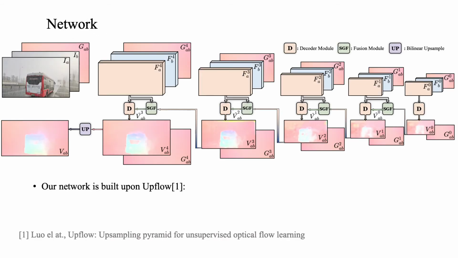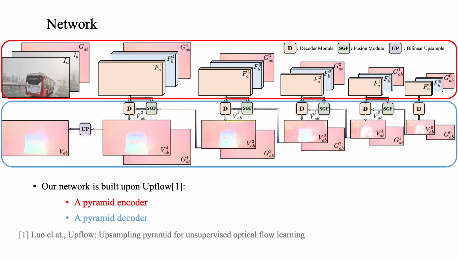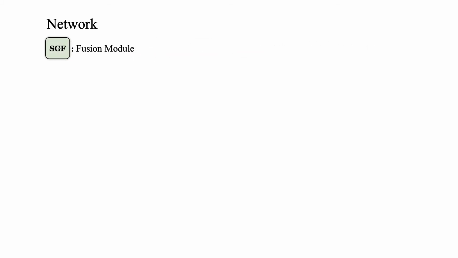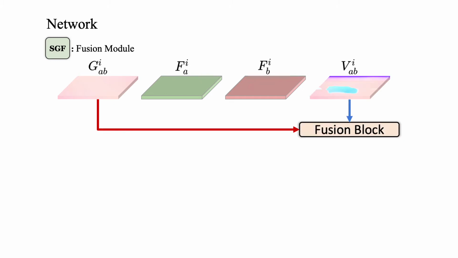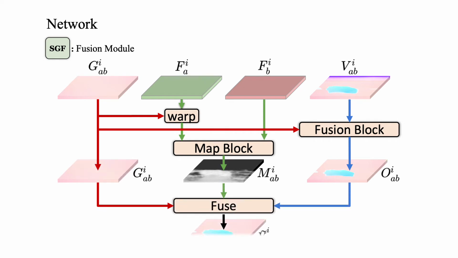Our network is built upon UFlow, which inputs two frames and the corresponding gyro field. Furthermore, it consists of two stages. The pyramid encoding stage is to extract multi-scale feature pairs. And the pyramid decoding stage is to estimate optical flow in a coarse-to-fine manner, which includes the self-guided fusion module. Here is the detailed structure of SGF. Given the input features, the corresponding gyro field and optical flow from the previous layer, we first implicitly fuse the gyro field and optical flow in the fusion block. Then we compute a weight map in the map block to explicitly fuse the gyro field and the output of the fusion block to produce the final result.